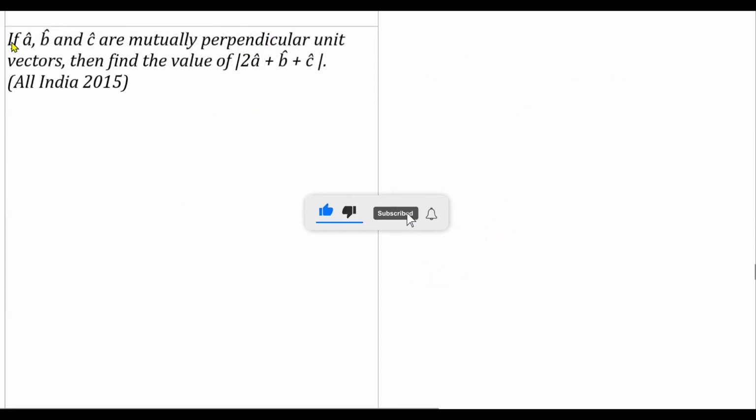In this question we are given what? A, B, C are mutually perpendicular unit vectors. So they are unit vectors and they are mutually perpendicular. And what we have to find out is the magnitude of 2A plus B plus C.